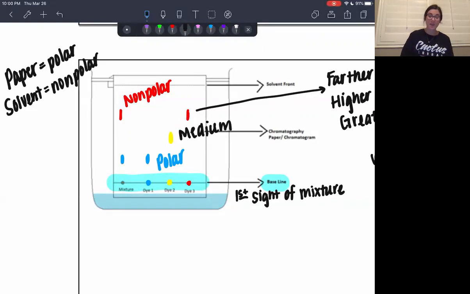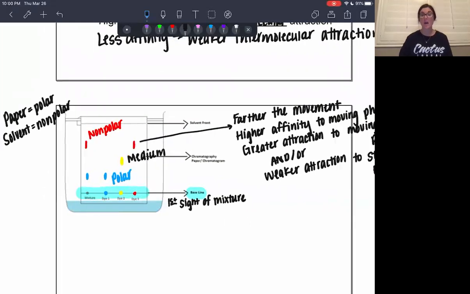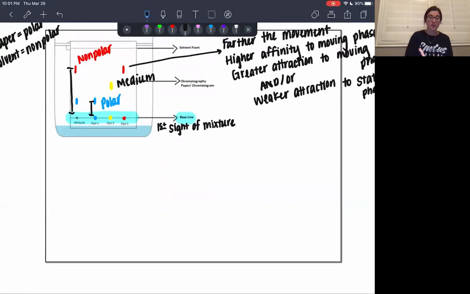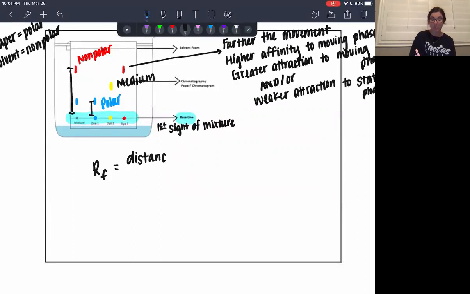polarity. Now we could quantify the distance traveled by each component from the baseline, as in we could measure it. We could see literally with a ruler how far the red dye traveled versus how far the blue dye traveled. And we could see a quantifiable relationship between the length of travel and polarity. We could even compare them. So there is a value called the retardation factor that compares the distance traveled by the component.